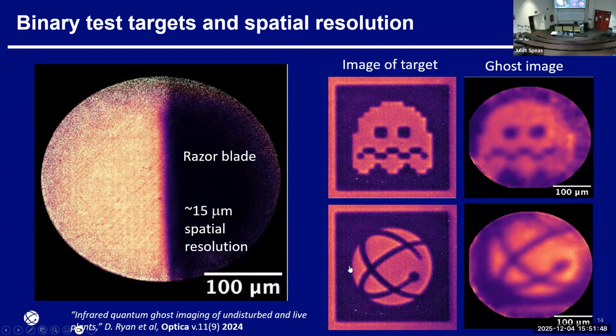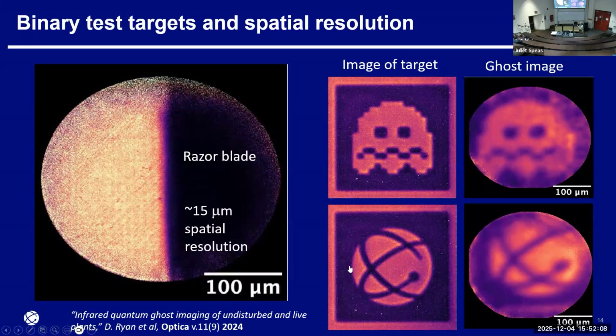You could call this lame, but it also allows you to find your focal plane very easily, and also shows how sharp this razor blade feature is. If you do a line profile, that tells you what your spatial resolution is. So I have a spatial resolution of about 15 microns over a field of view of a few hundred microns.